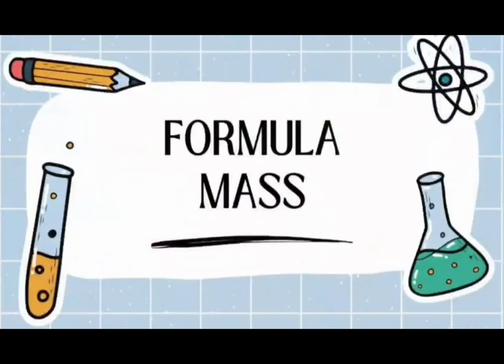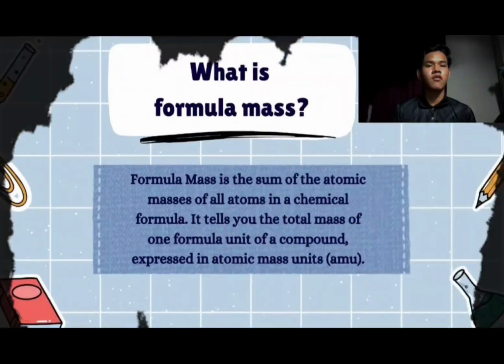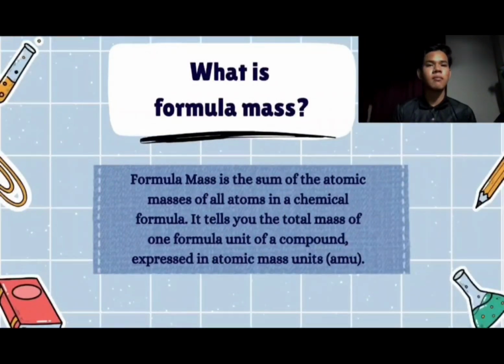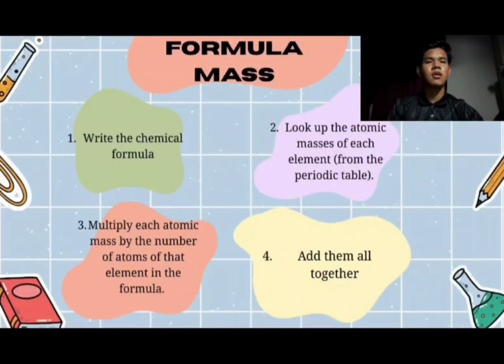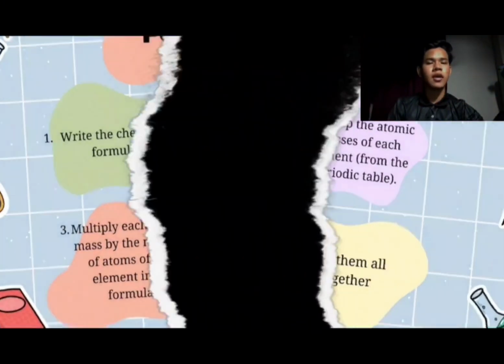Okay, formula mass. What is formula mass? Formula mass is the sum of the atomic masses of all atoms in a chemical formula. It tells you the total mass of one formula unit of a compound, expressed in atomic mass units, AMU. First, we need to write the chemical formula. Second, look up the atomic mass of each element from the periodic table. Third, we need to multiply each atomic mass by the number of atoms of that element in the formula. And fourth, add them all together.